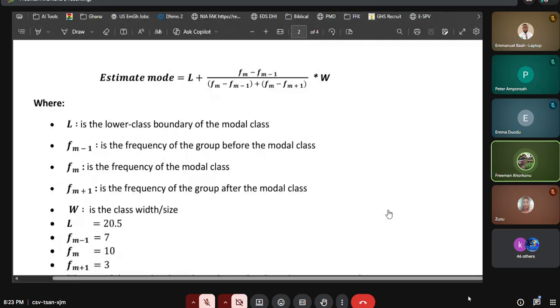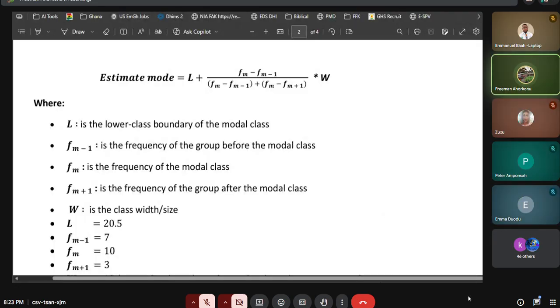I'll code the formula for you so that you will now prove to me that you know how to apply it. So what does it mean? The L, the lower class boundary of the modal class. There is a difference between the boundary and the limit.